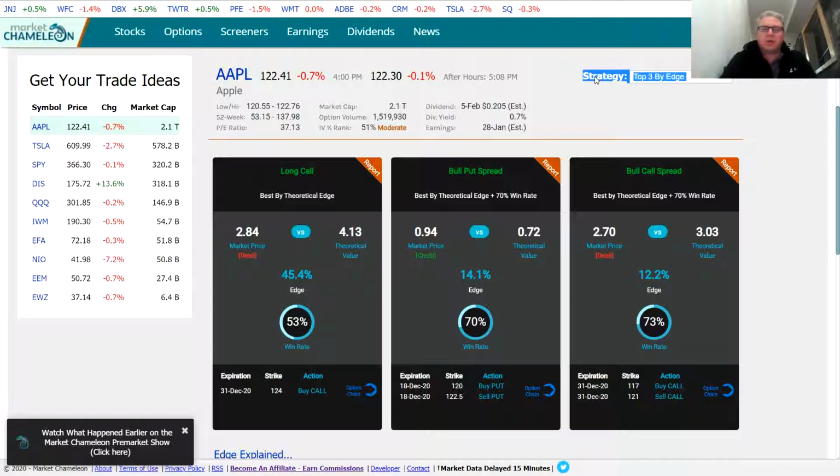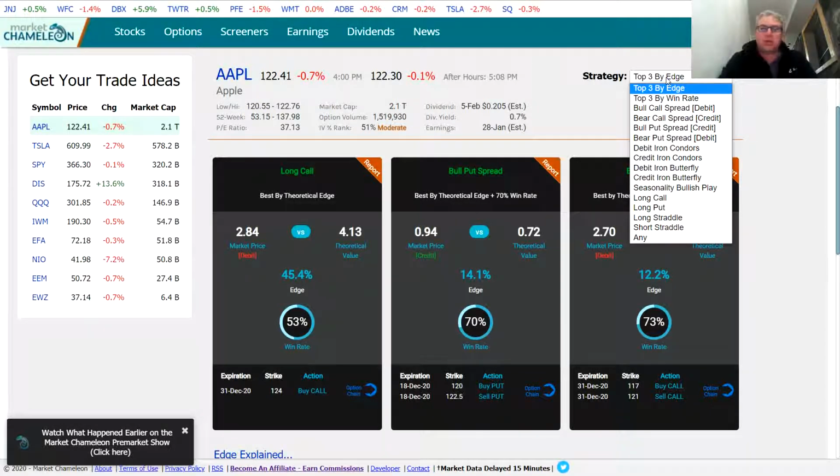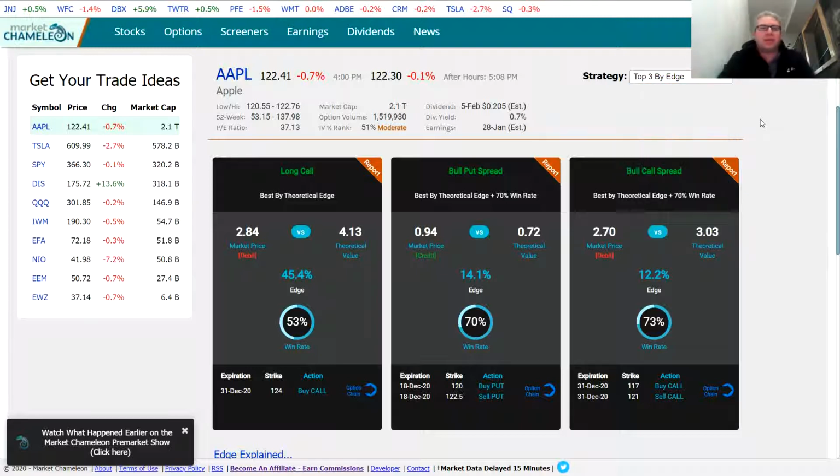That's number one, strategy. I like to use the first two. First one is top free by edge, and I'll show you what it means. And the second one that I like to use is top free by win rate. And when I do take a trade, either for myself or for Patreon members, also link in the description below, I like to pick between one or two, top free by edge, top free by win rate. So let's take, for example, Apple at 122.4, okay?